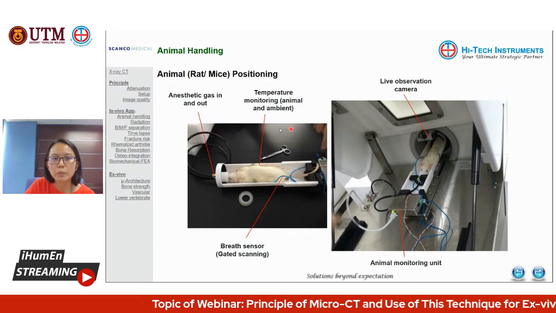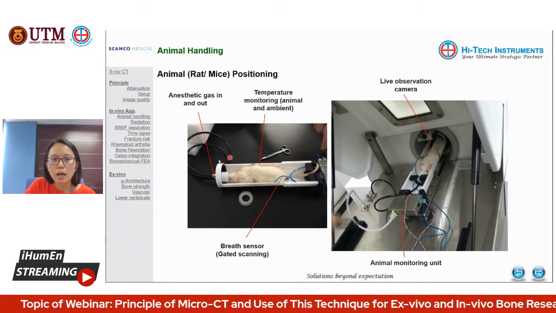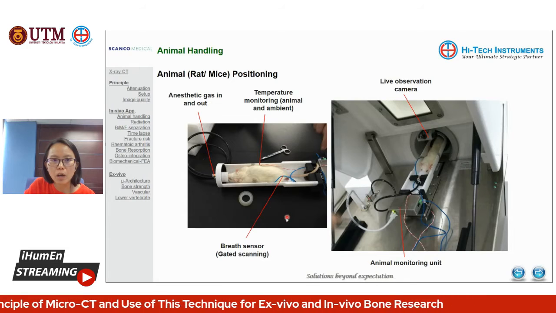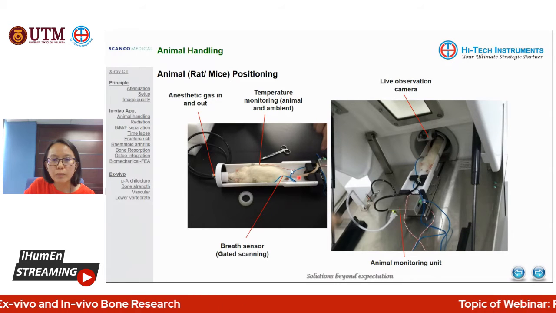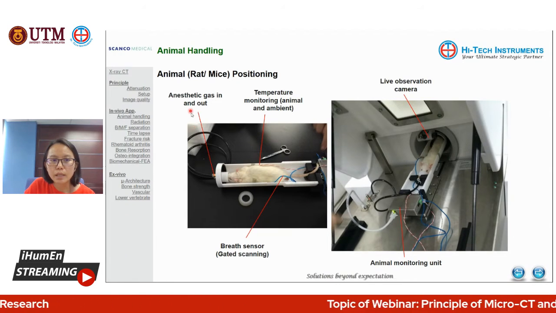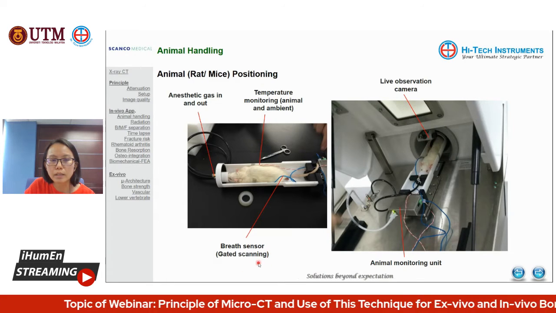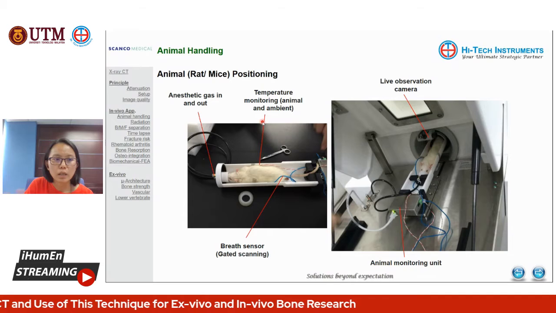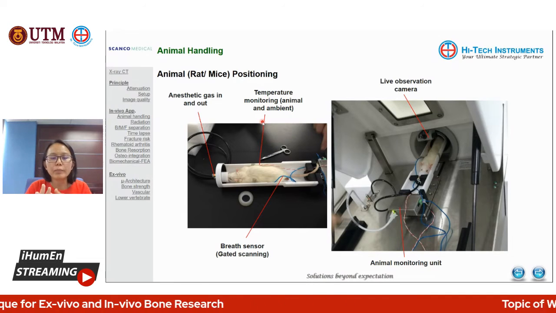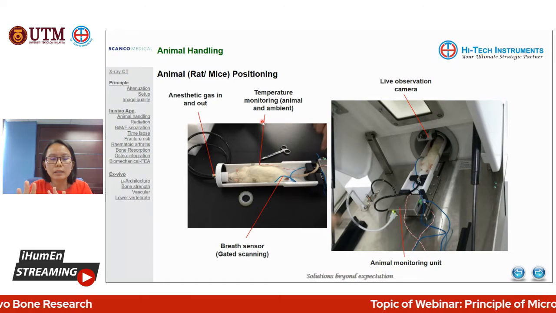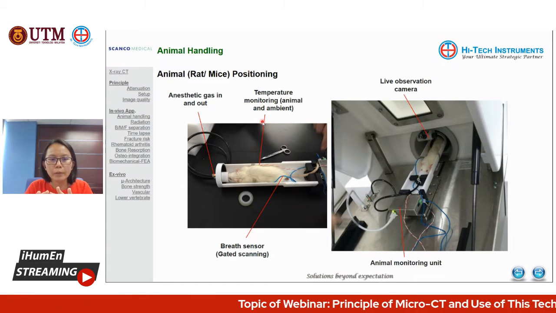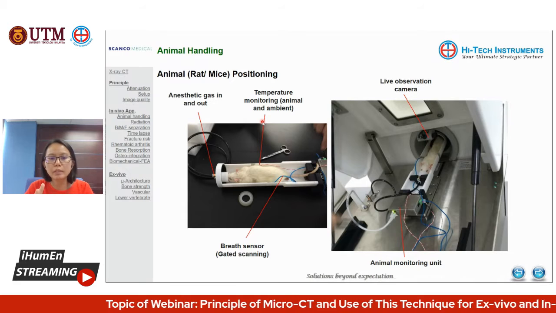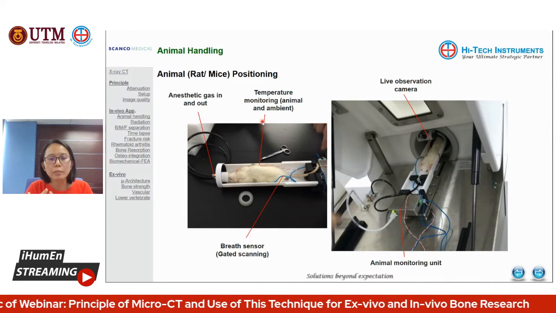Okay. Here you can see this is a rat being positioned on an animal holder. From here, you will see that this is the anesthetic gas in and out. You can see there is a breath sensor, there is a gating scanning, and there is a temperature control. So the critical 4 things that we need to think of before we start the scanning, one will be that we should have a breathing cycle monitoring system. We have the heartbeat monitoring.